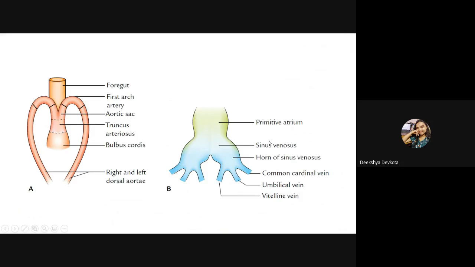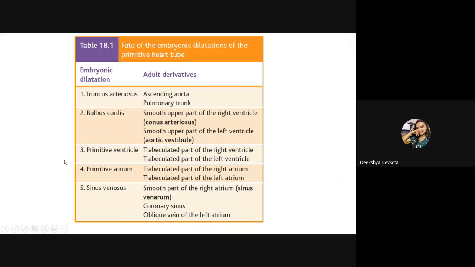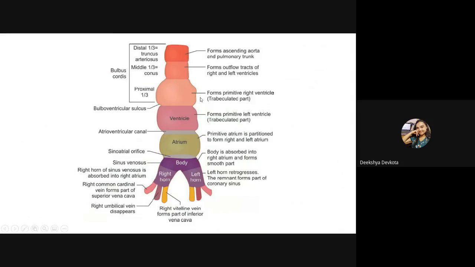And at the venous end, we have the sinus venosus, and the sinus venosus has two horns, the left horn and the right horn, and each horn is formed by the union of three veins. What are those three veins? First is the common cardinal vein, then the umbilical vein, and the vitelline or omphalomesenteric vein. So this is the venous end, and this is the arterial end of our primitive heart tube. Now, let's talk about its derivatives.